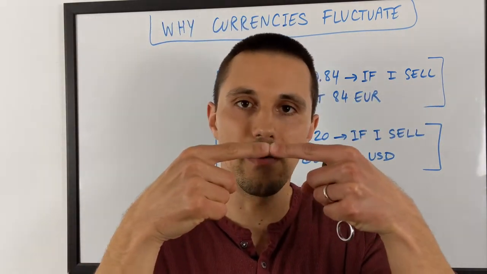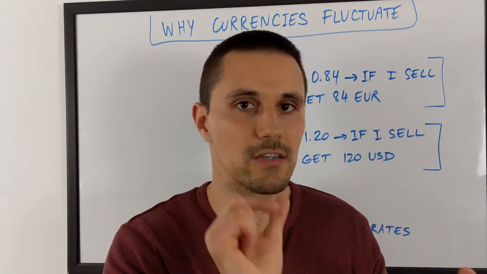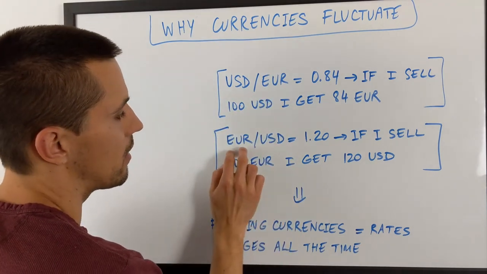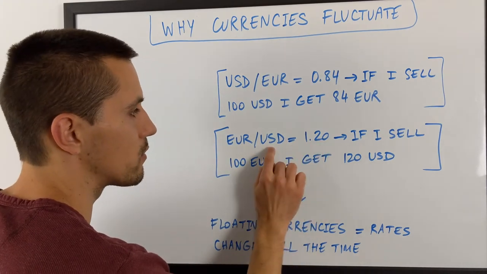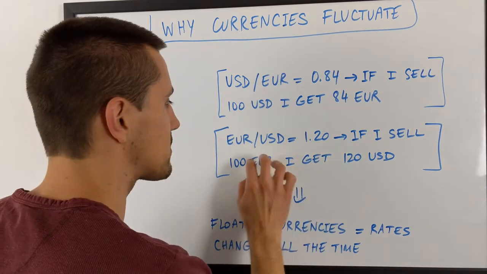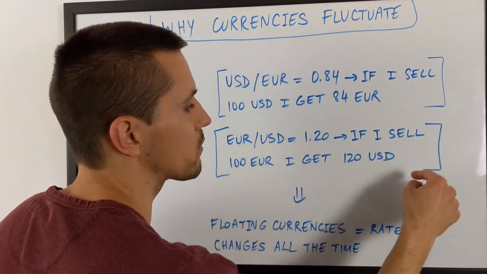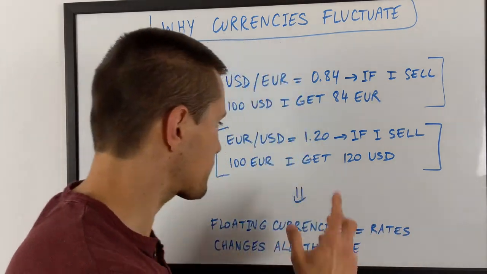You're always checking a pair of currencies, US dollar versus euro, but the direction is also very important, because the other way, 1 euro gives me $1.20 US dollars, okay? So in the second case, if I sell 100 euros, I get 120 US dollars. So the direction is very important, of course.